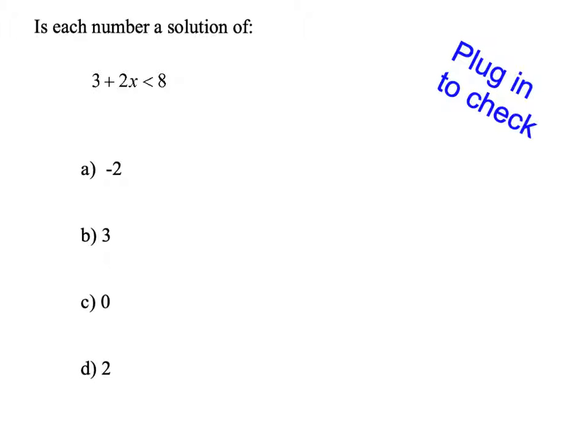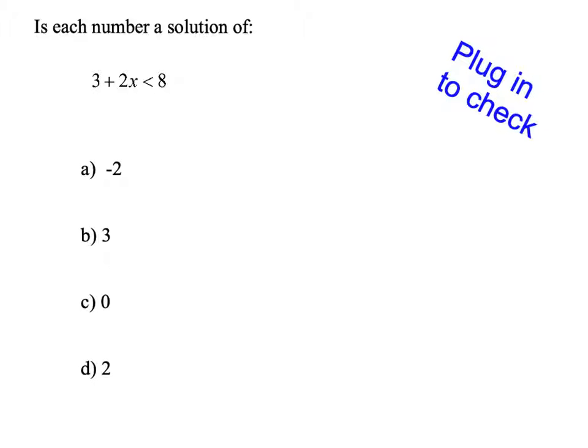So here's a question you will actually be asked a lot, and it seems a lot more complicated than what's really being asked of you here. They're giving you an inequality, 3 plus 2x is less than 8, and they're asking you which one of these is a solution of this inequality. And all you need to do is plug in the numbers, or substitute them in as they're given to you, and if your statement turns out to be true, then you say that it is a solution.